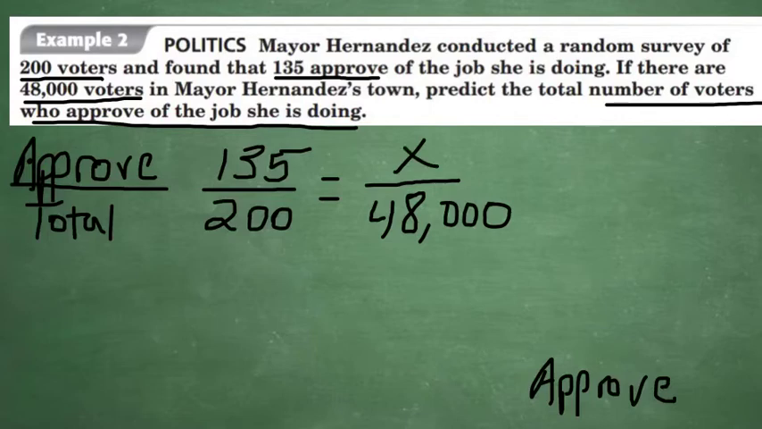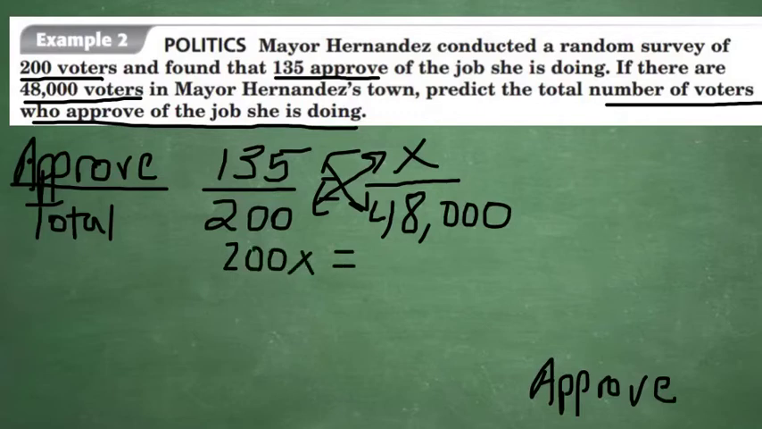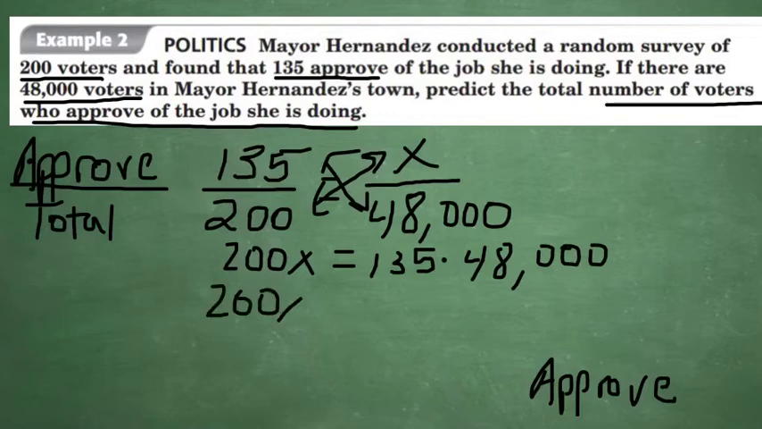So now you can see we can use our cross product property to cross multiply and divide. So we'll go ahead and do that. So 200x equals 135 times 48,000, which will be definitely a bigger number, but we'll work with that. So 200x equals, okay, 135 times 48,000 is 6,480,000.